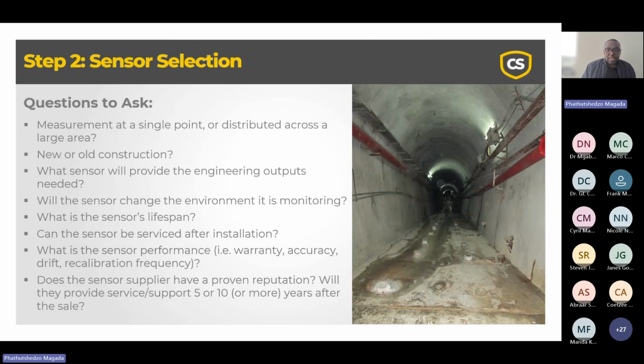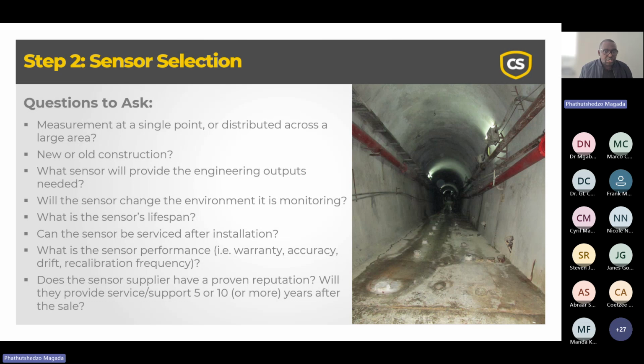Will the sensor require servicing after installation? That is a very important aspect of selecting a sensor, because if you have a sensor that will require servicing now and then, you will be disrupting your monitoring. And how long will the sensor require calibration after installation?